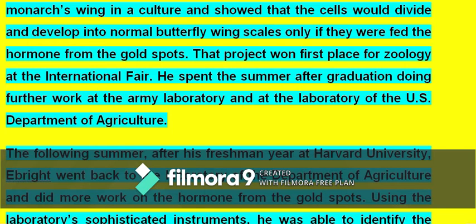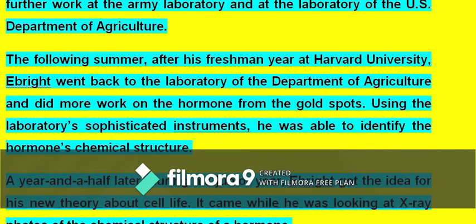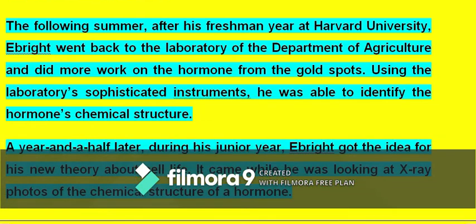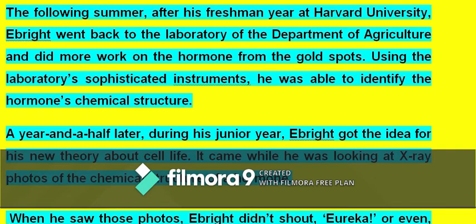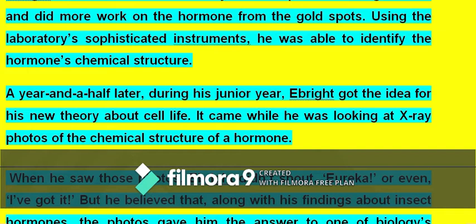He spent the summer after graduation doing further work at the Army laboratory and at the laboratory of the US Department of Agriculture. The following summer, make this entry also please. After his freshman year at Harvard University, Ebright went back to the laboratory of the Department of Agriculture and did more work on the hormone from the gold spots. Using the laboratory's sophisticated instruments, he was able to identify the hormone's chemical structure. So now the discovery of DNA is taking place.